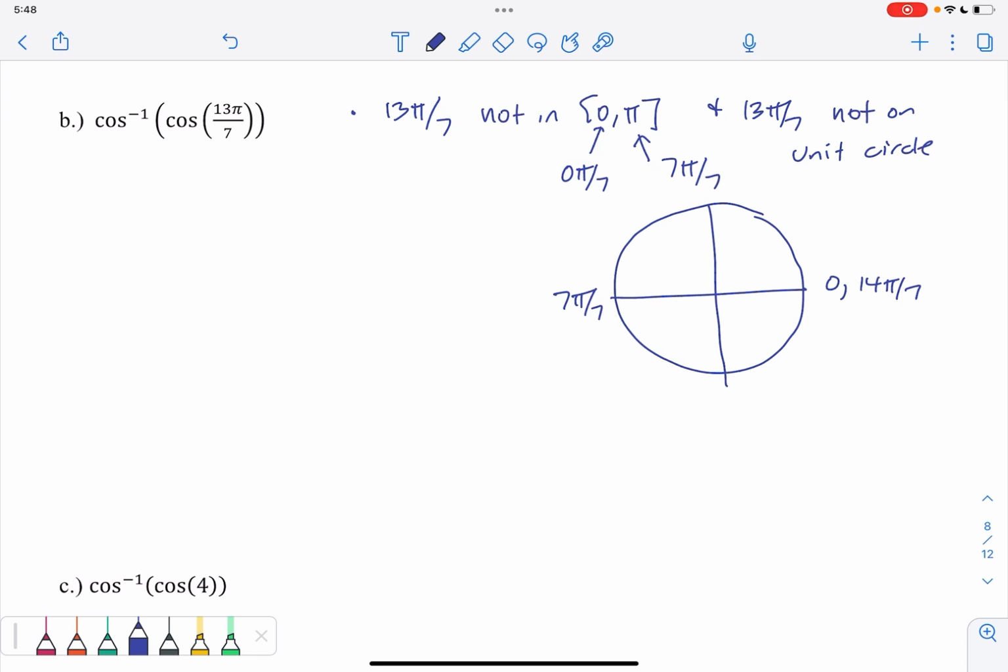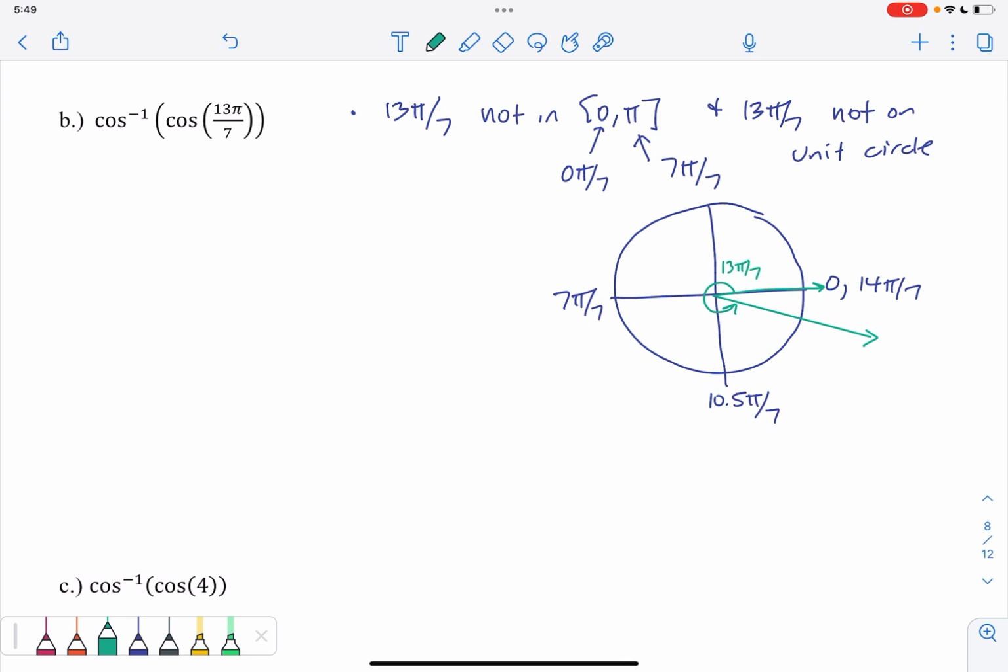If you're really worried and you want to check, half of 7 is 3.5. So this would be 10.5 pi over 7. 13 pi over 7 is more than 10.5 pi over 7, but less than 14 pi over 7. So I'm feeling pretty confident that I can just draw that in there. Okay, so here's where 13 pi over 7 will land. It starts in that initial side on the positive x-axis, and I'm just going to draw it in. So here's 13 pi over 7.